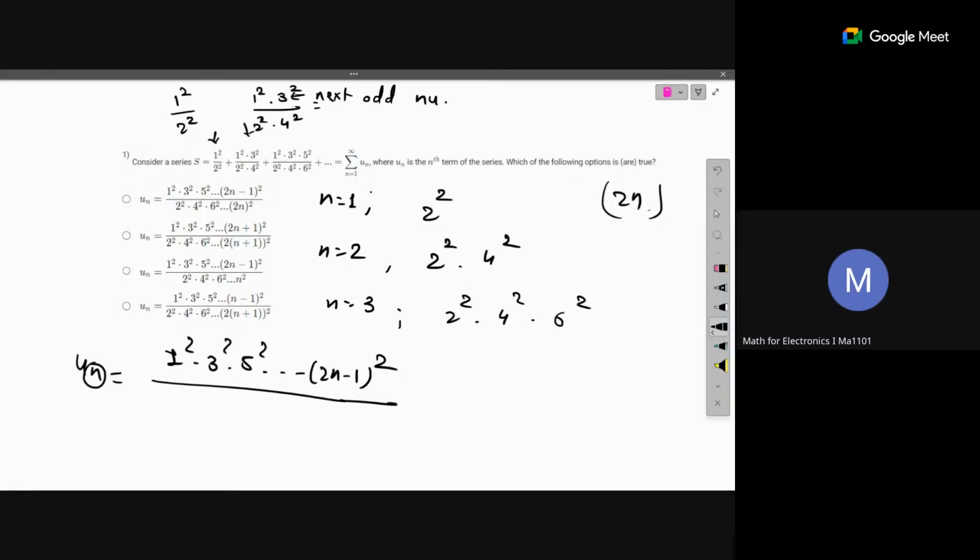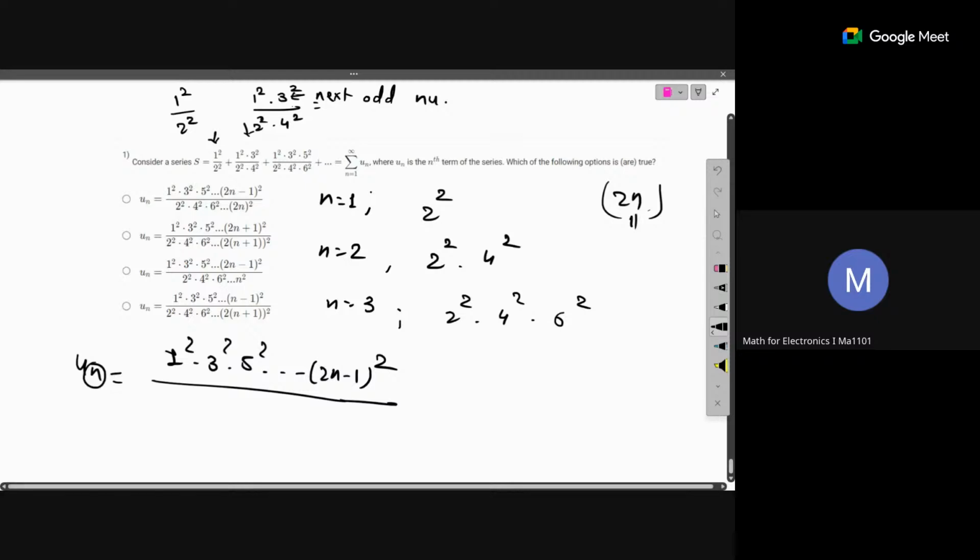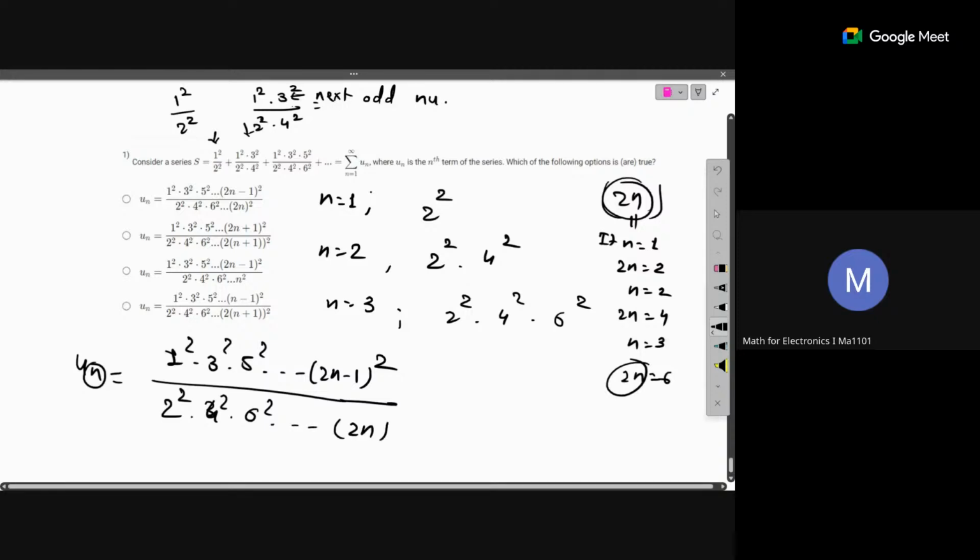Then the first option, 2n is there. If I take 2n to be my nth term, then if n equals 1, 2n will be equal to 2, right? N equals 2, 2n will be equal to 4. N equals 3, 2n will be equal to 6. That means this 2n is giving me the successive even numbers, right? So the denominator will be 2 square, 4 square, 6 square, and so on, 2n the whole square. So option number 1 is the correct answer.